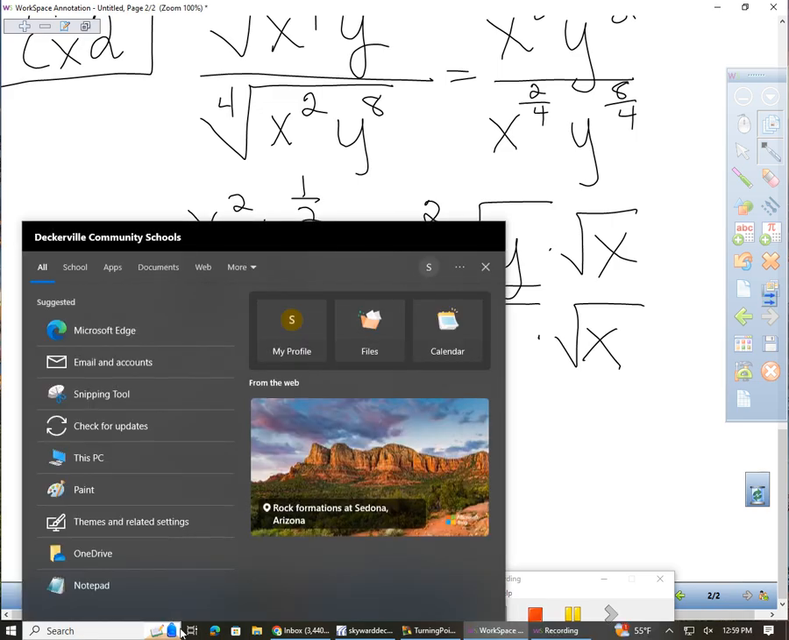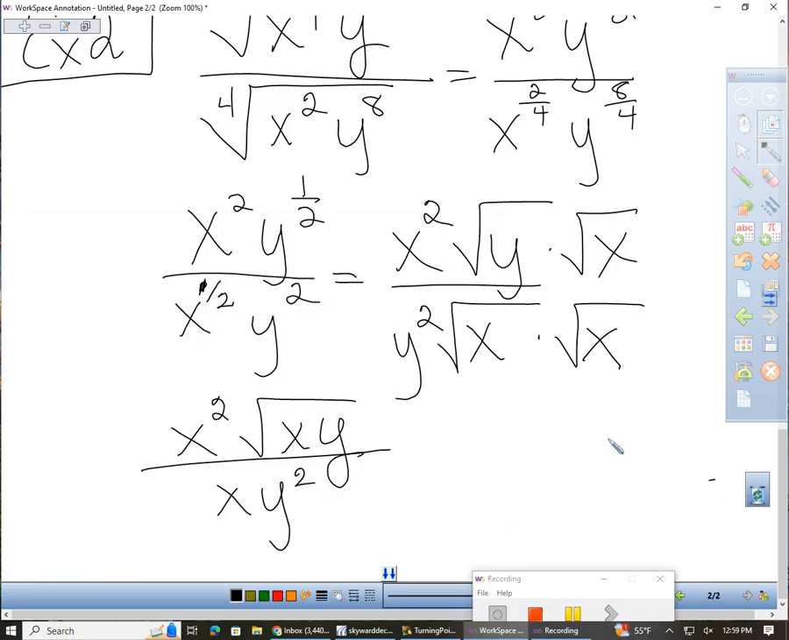Now what do you notice? Whoops, my bad. What else do you notice? Oh, you can simplify your x's. We can reduce an x. This x cancels with this one. So we end up with x square root xy over y squared.